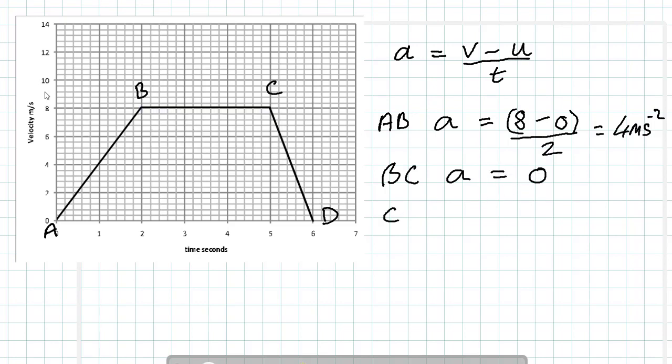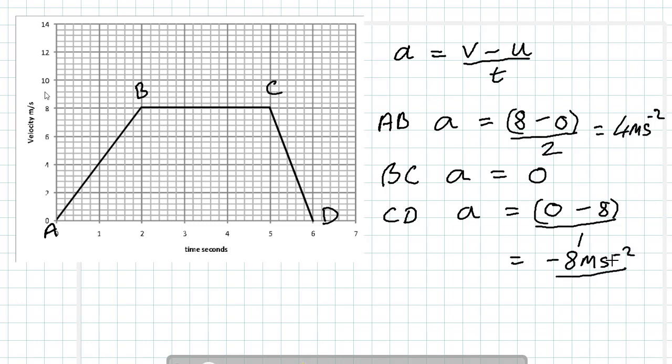What about the final part of the journey from C to D? Well, we do the same thing again. Our final velocity this time is 0, it's stopped. So we can put down acceleration is equal to final velocity 0, take away the starting velocity, and the starting velocity up here was 8 meters per second. So 0, take away 8, be careful, you're going to get a minus sign, and you divide that by the time it took to do that, and it took 1 second to do that. So we divide it by 1 second. So we get an answer of minus 8 meters per second per second.